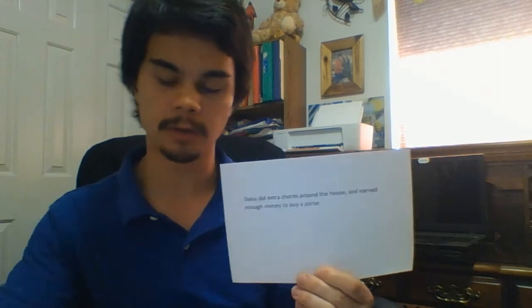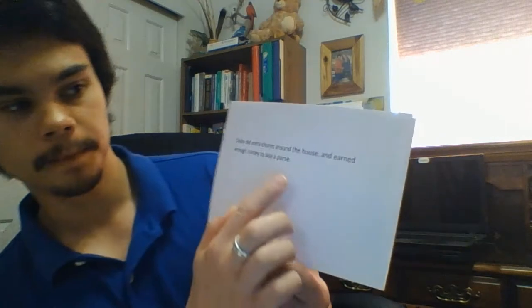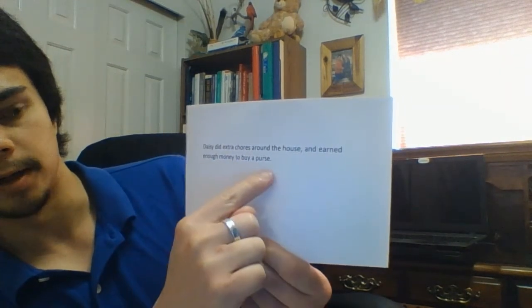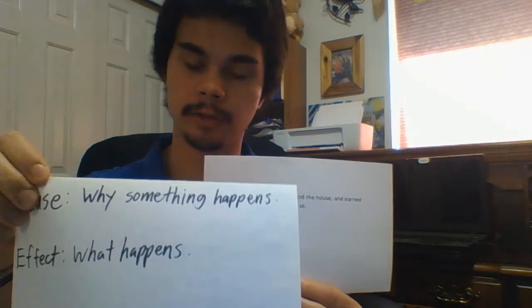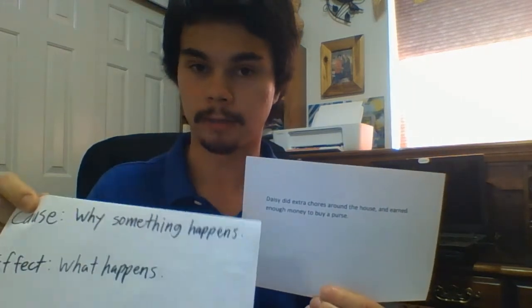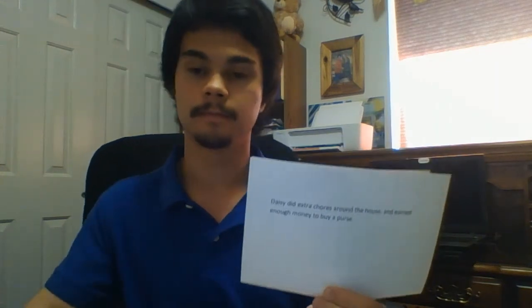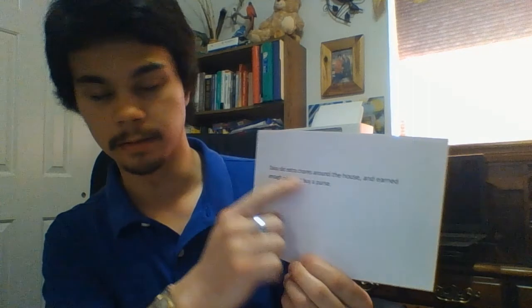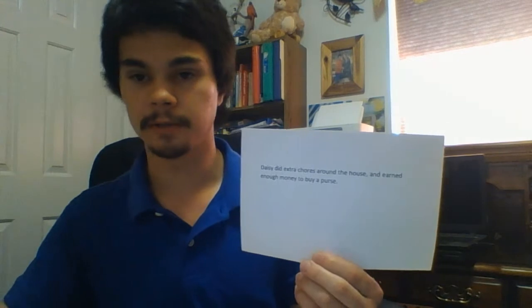That's what came first. And then the effect has to tell us what actually happened. So, and earned enough money to buy a purse. Okay, so why she earned enough money was because she did extra chores. And what happened because she did extra chores is she was able to buy a purse. So again, the cause is Daisy did extra chores. The effect is she had enough money to buy a purse. Okay, let's do another example, and you try to figure it out with me this time.